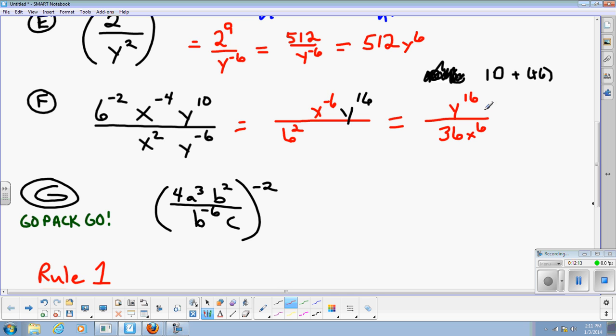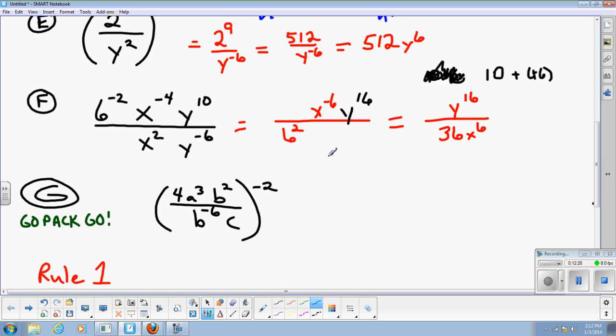And then I'm finished. There's nothing else to simplify, add or subtract, or raise power to a power. This final answer is y to the 16th over 36x to the 16th. So let's review. And I'll try to write this out just a little bit of a different way for you.